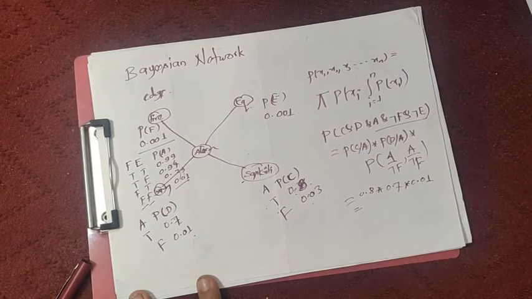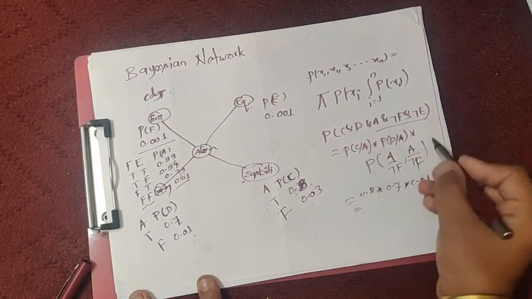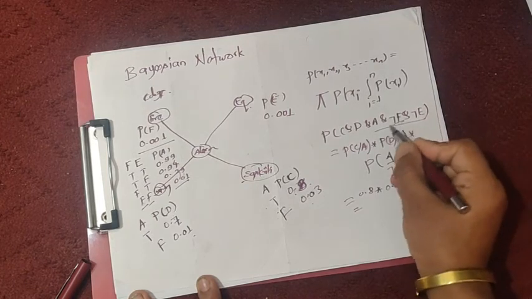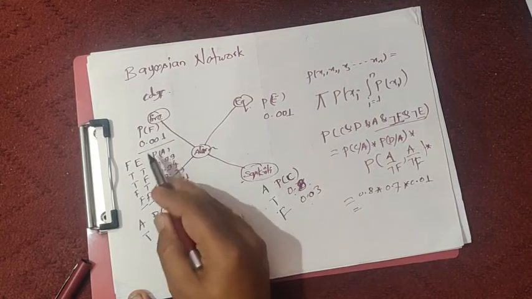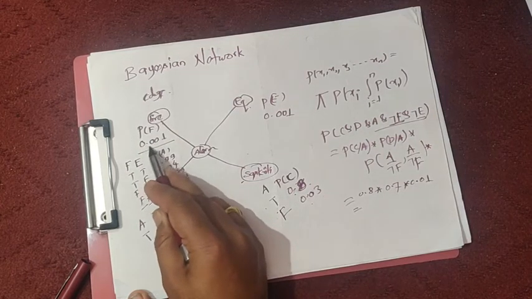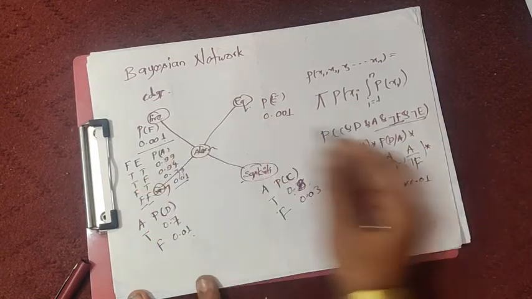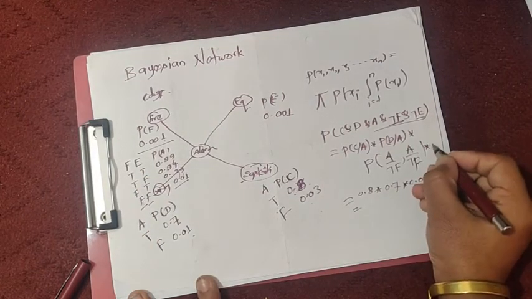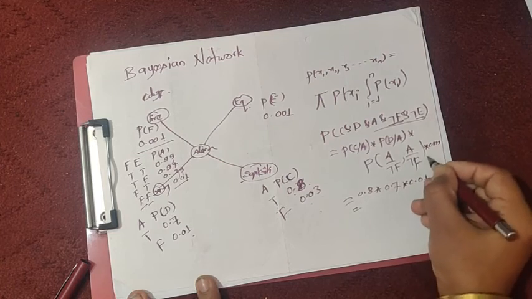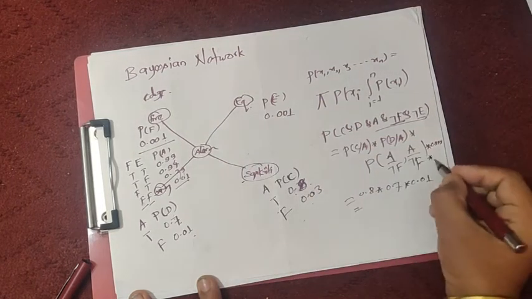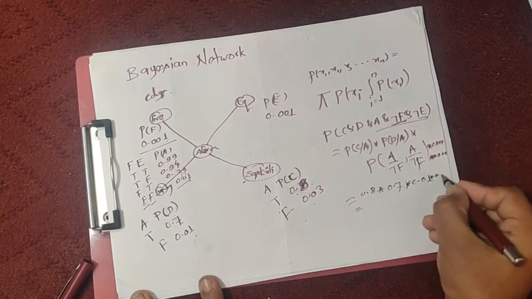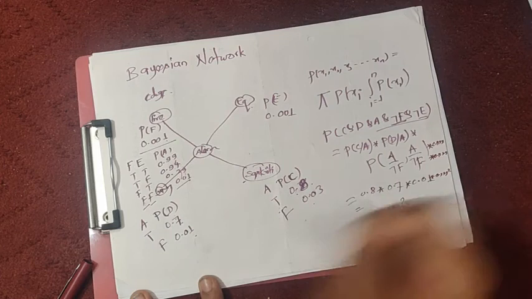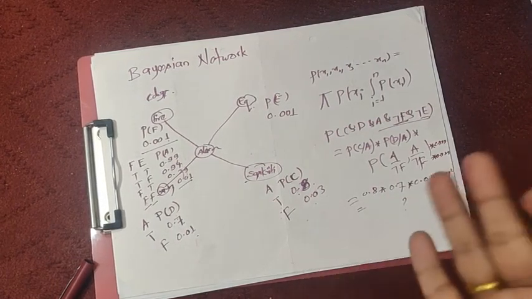What will be its value? We have to calculate. Sorry, we forgot to include F and E as well. The probability of not F is 1 minus 0.001, which is 0.999. And that of not earthquake is also 0.999, so it is 0.999 squared. Please calculate it. In this way we have calculated the probability.